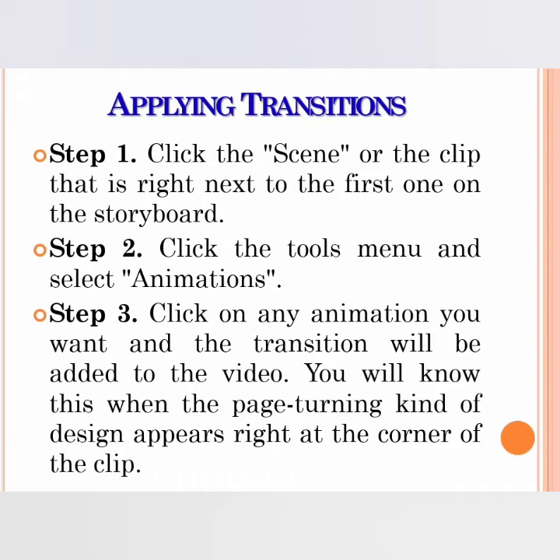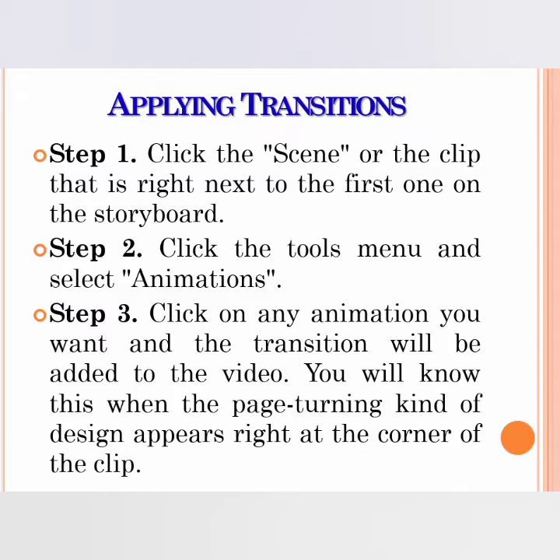So, what are transitions? Transitions are applied to add visual effects to the movie. They are used to add connectivity to the consecutive scenes of a movie. Transition can be added between two images, two videos, clips, or titles. The effects range from simple fades to complicated graphical animation. So how can we apply them?